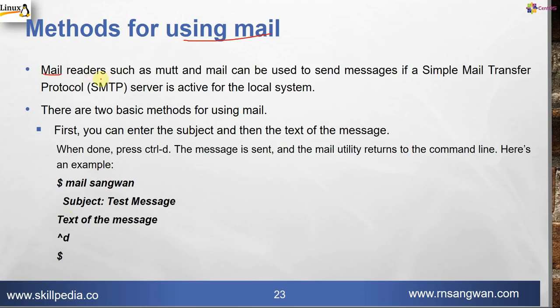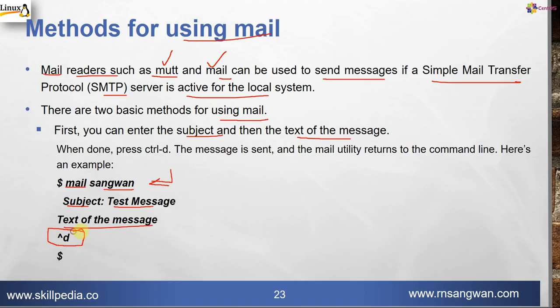Methods of using mail: the mail command can also be used. Mail readers such as mutt and mail, both are utilities, can be used to send messages. If a Simple Mail Transfer Protocol, that is SMTP, server is active on the local system, there are two basic methods for using mail. First, you can enter the subject and then type the text of the message. For example, mail sangwan. The moment you press the enter key, it will ask me the subject and then type the message. Once you are done, press Ctrl+D for the end of file marker and then you will be back at the prompt. That will send the message to the user sangwan.